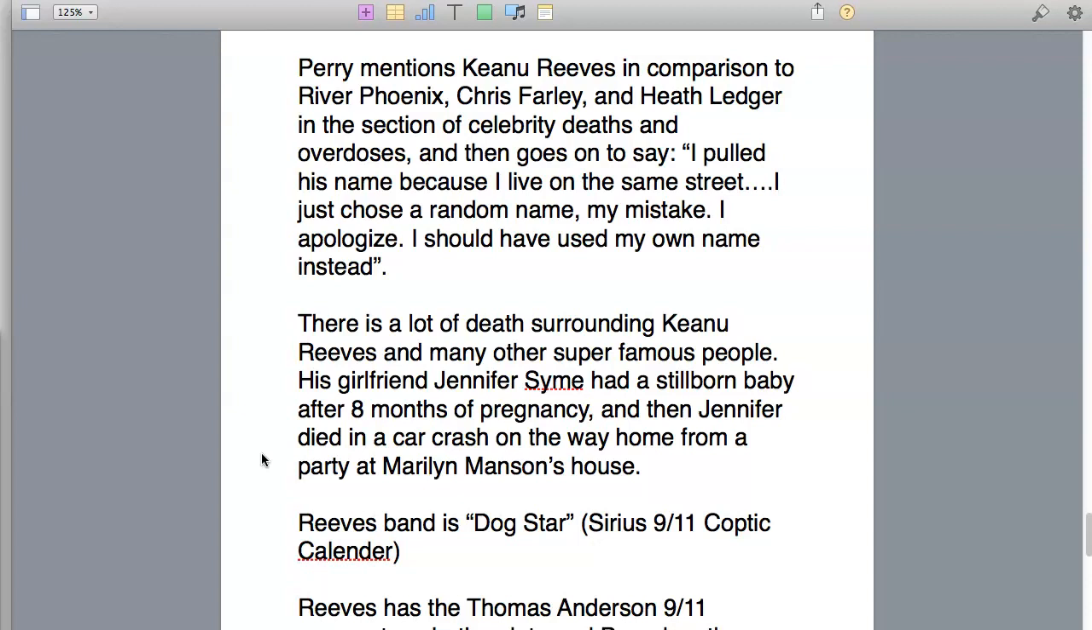So he plays a central role in it from that perspective. And it's very interesting to me that Keanu Reeves and Matthew Perry have this close relationship where they live on the same street. Matthew Perry brought him up in this context as the lucky one who just gets to go on doing his thing without any repercussions, being the one who has all the people die around him, as opposed to him being the one who dies.